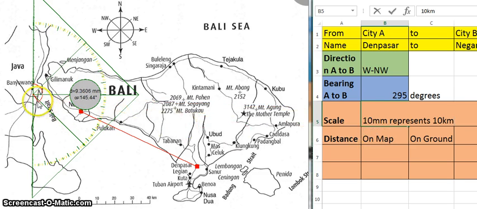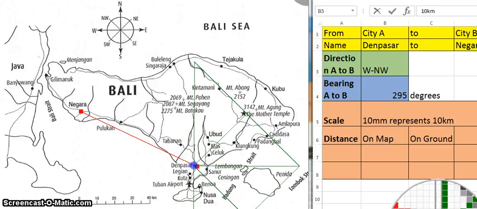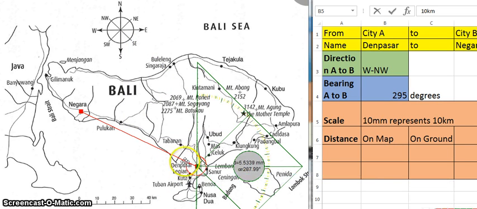So now we need to measure how far it is on our map between the city that we're starting in, Denpasar, and Negara. And I'm getting a reading there of 77 millimetres. So on the map we can say that it is 77 millimetres, and based on our ratio up here of 10 millimetres representing 10 kilometres, we can say that 77 millimetres represents 77 kilometres.